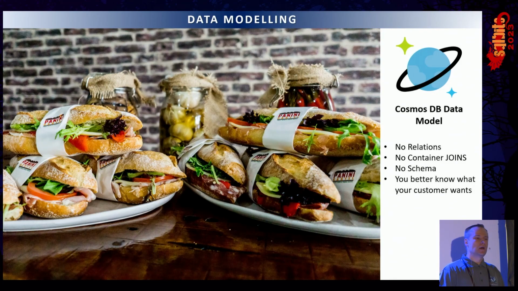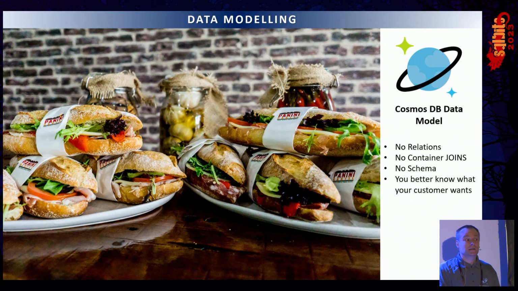In Cosmos DB, that's not the case. You want to actually be sure of what your customers want from you. So if you are selling sandwiches and your users are eating only veggie sandwiches, you want to be sure that most of those sandwiches are veggie sandwiches rather than steak.